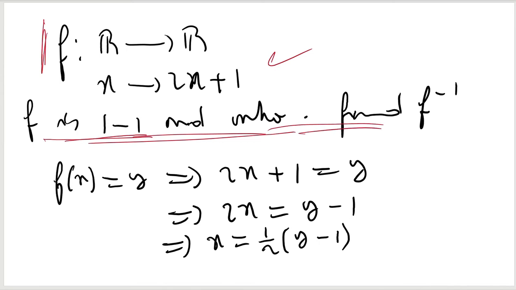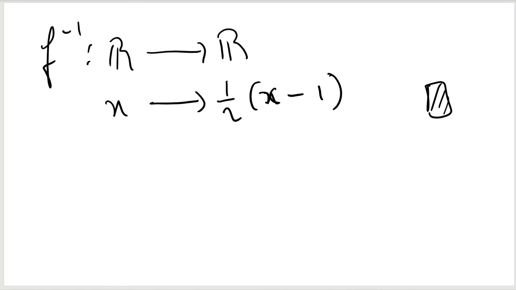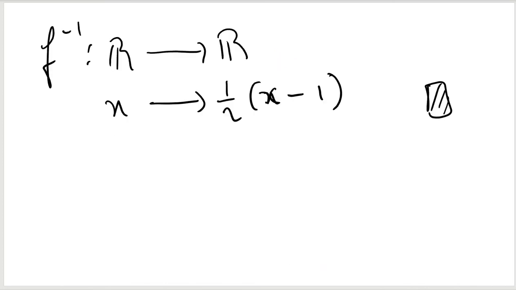What you can do to find the inverse is set f of x equal to y, then solve for x. When you solve for x, you get whatever you have here. And to get the inverse, you just replace y by x in your expression. So basically we solve f of x equal to y for x, we get this expression, and in the inverse we just replace y by x. So this is our inverse.